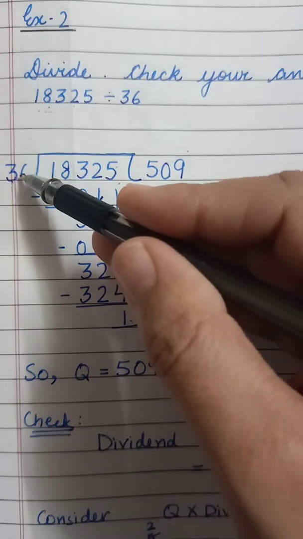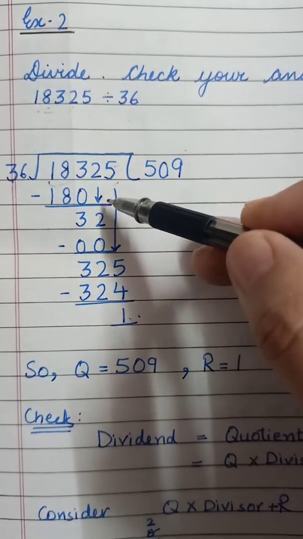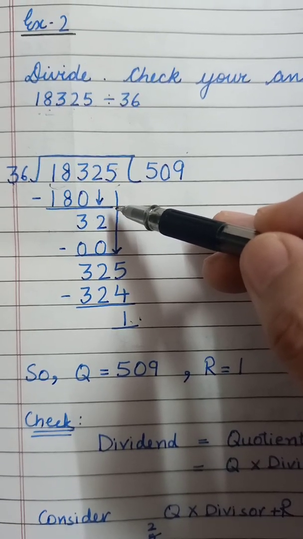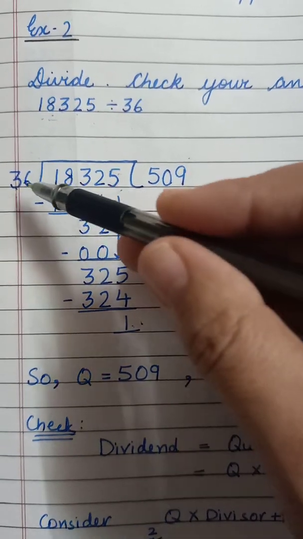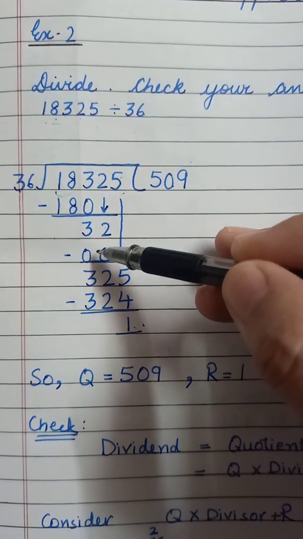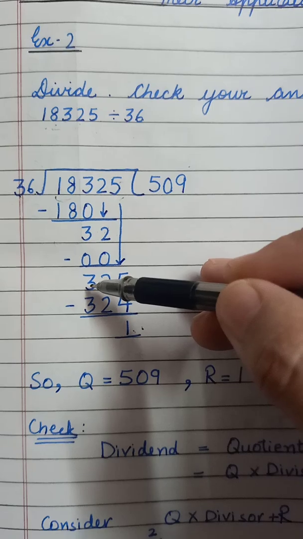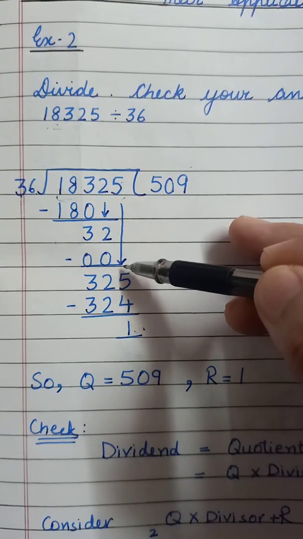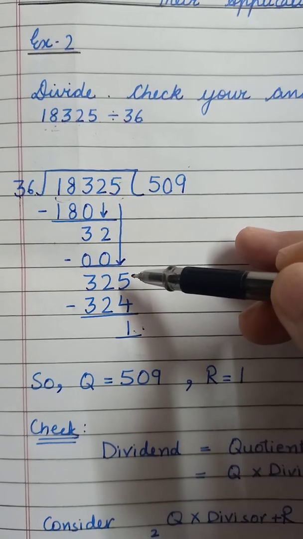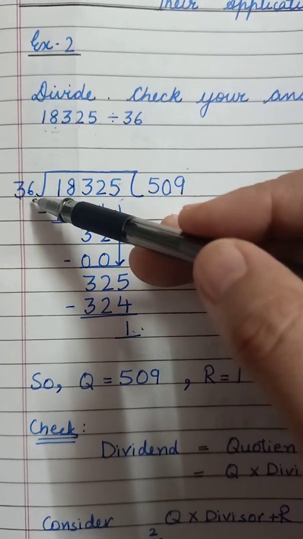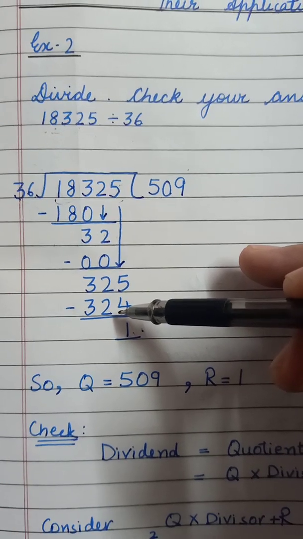Now 32 is less than 36. Right? So what will you do? You cannot bring down the next digit; that will be taken down in the next step only. So what we can do here, we will consider 36 zeros are 0. After subtracting these two numbers, you will be getting 32 here and 5 will be taken down. So you get 325. Now we are to find a number in the table of 36 which is either equal to 325 or just less than this, right?